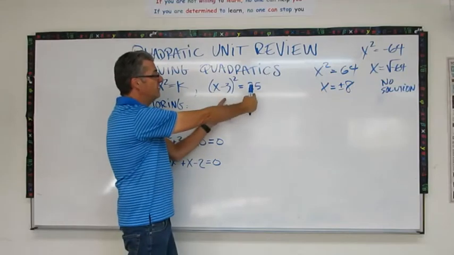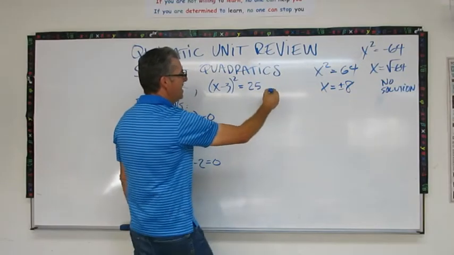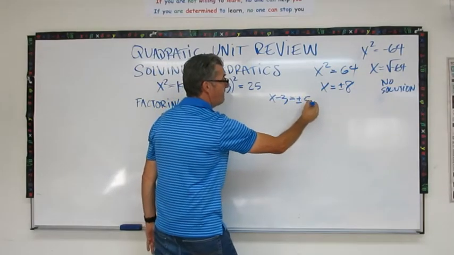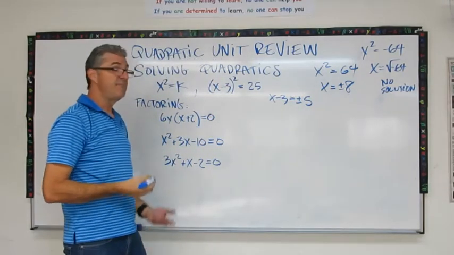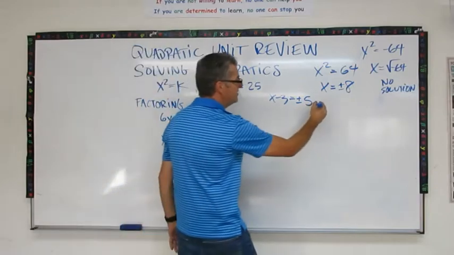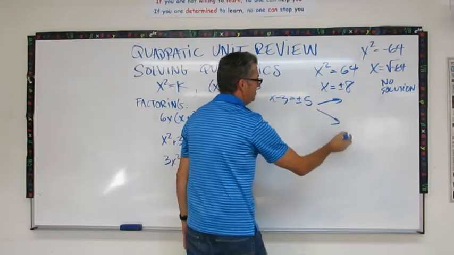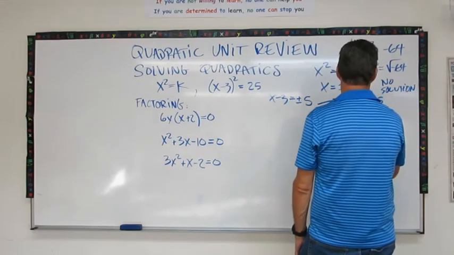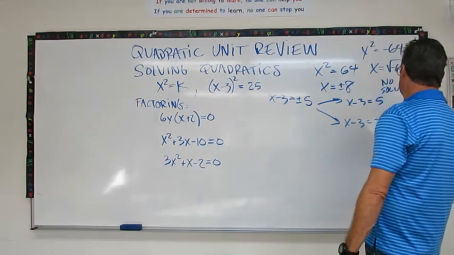We need to take the square root of both sides. So that would be x minus 3 equals plus minus 5. Square root of 25 is 5, but we have a plus minus. This is going to give us two equations now. We have x minus 3 equals 5, and we have x minus 3 equals negative 5.